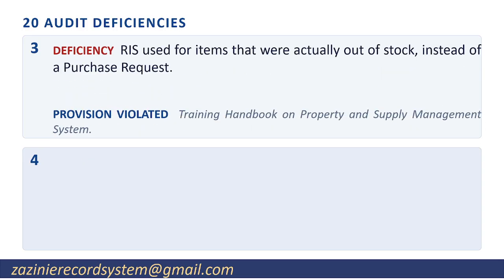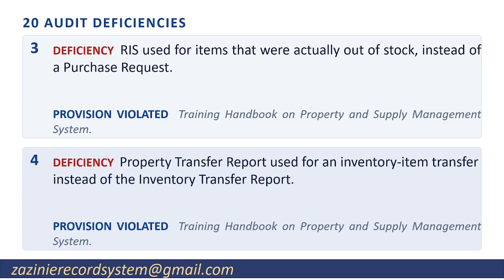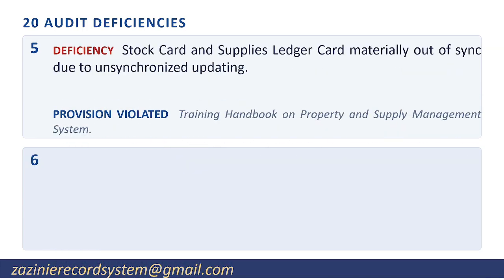20 audit deficiencies. Number 3. Deficiency: RIS used for items that were actually out of stock, instead of a purchase request. Number 4. Deficiency: property transfer report used for an inventory item transfer instead of the inventory transfer report. Next slide. 20 audit deficiencies.